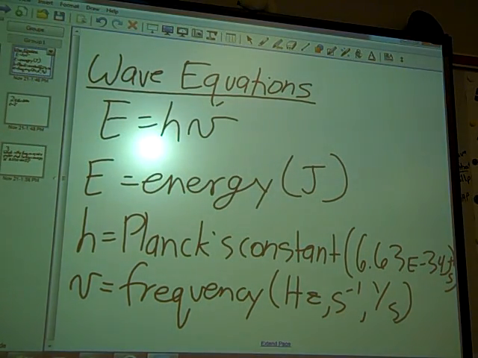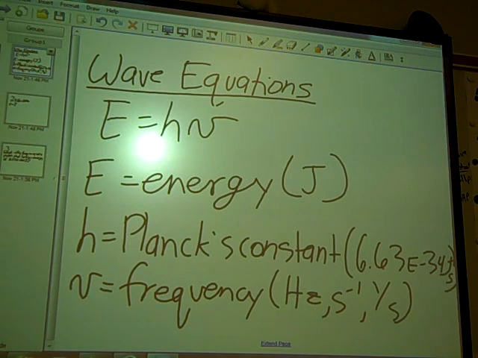Now let's talk about our second wave equation, E equals h nu. E is, as you would expect, energy, and its typical unit is joules, represented by the capital letter J. H is Planck's constant, 6.63 times 10 to the negative 34th joule seconds. It's another constant. It does not change.